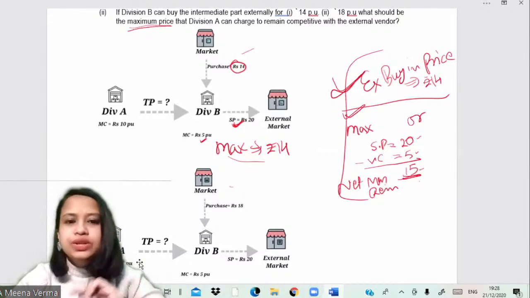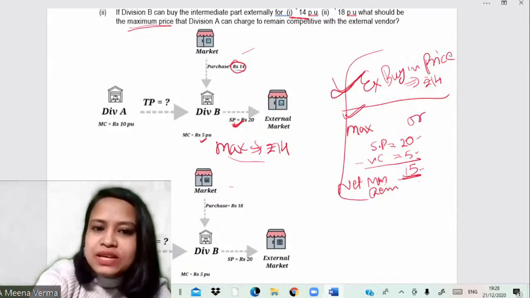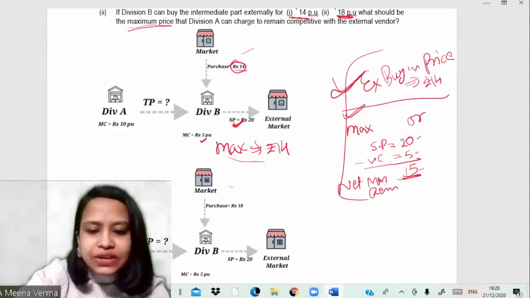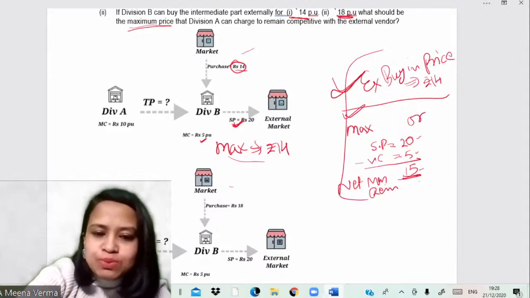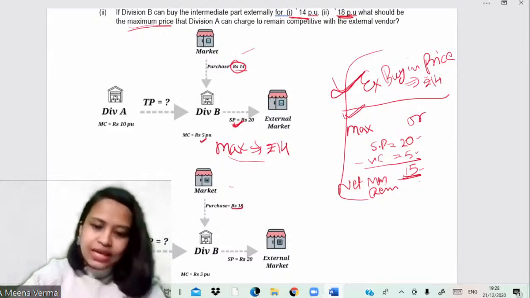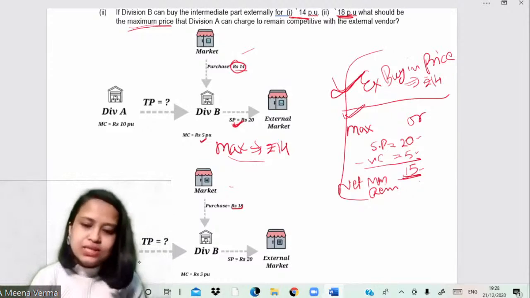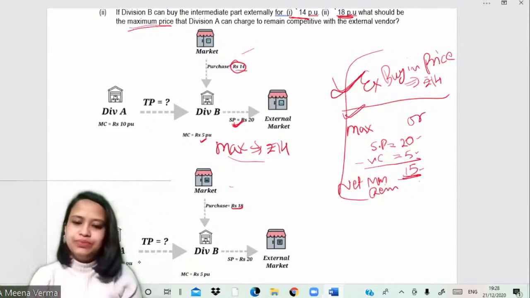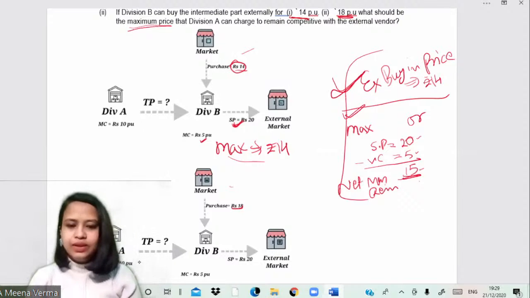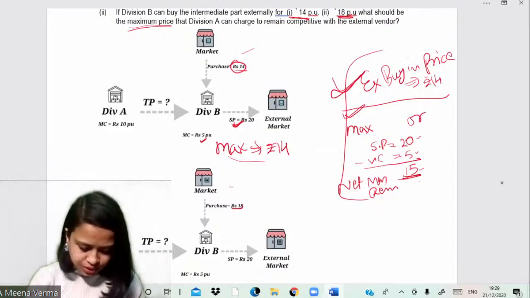I want other students also to give me the answer, and we have two cases here. In one case, if the purchase price is rupees 14, then what will be the maximum transfer price? And in the second case, if the external purchase price is rupees 18, then in that case also, what will be the maximum transfer price? Give me the answer in both the cases quickly. I'm waiting for you to give me the answer. I know it's very simple.